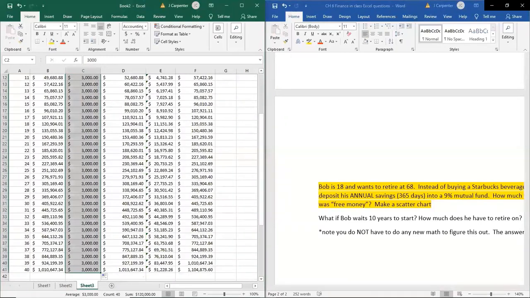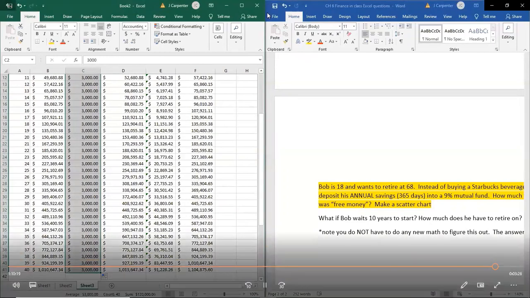So 3,000, I'm out of time, so 3,000 divided by 365, that's $8.21 a day. So if you wait 10 years, instead of putting away $3.50 every day, you've got to put $8.22 every day.